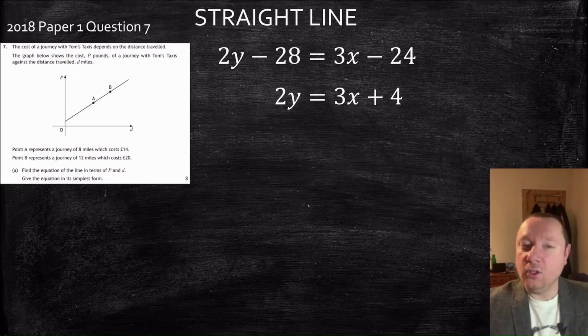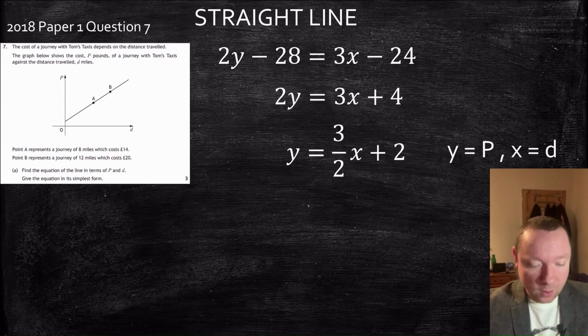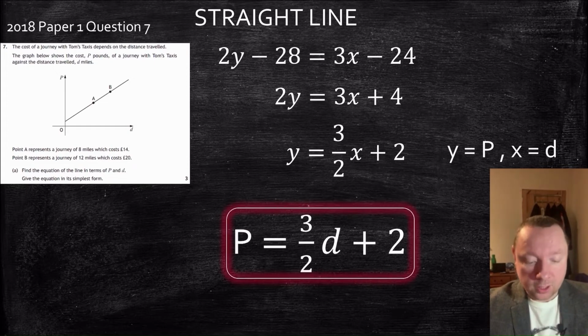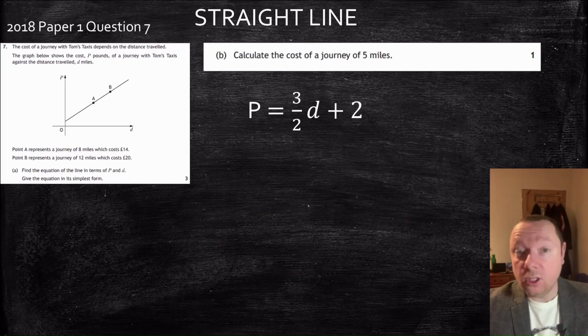Moving that on further, we've got 2y is 3x plus 4, just by adding 28. And then I want y on its own this time, instead of leaving it as multiples of y. So I get 3 over 2 x plus 2, dividing through by 2. Why? Because I want to express my equation in terms of p and d. So this is the last bit you need to watch out for here. You need to swap the y for p and swap the x for d, because the y-axis is p and the x-axis is d. If you don't do that, you lose a mark. So you now get your final answer: p equals 3 over 2 d plus 2. And there you go, that's a question in context. Part B said, calculate the cost of a journey of 5 miles. Well, you're going to use your formula.